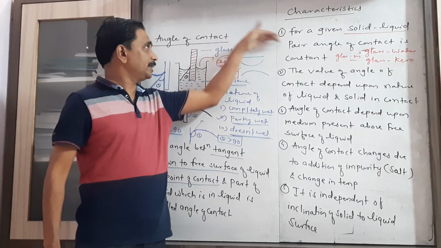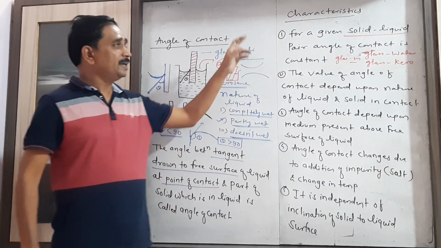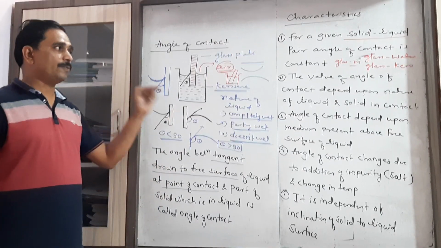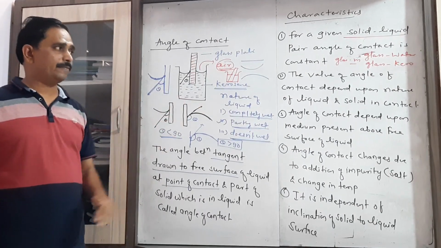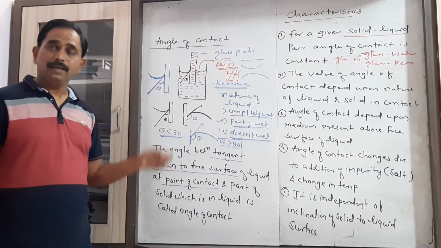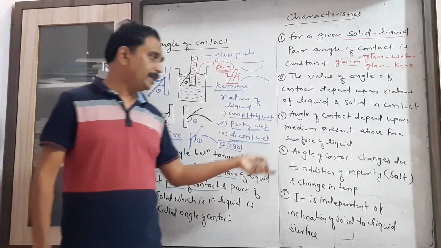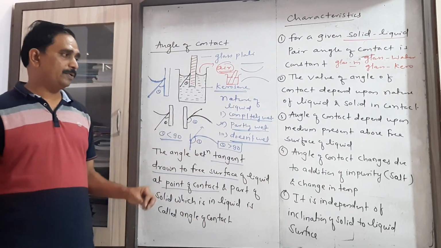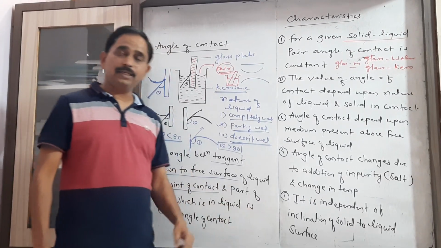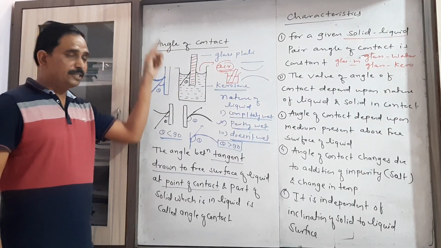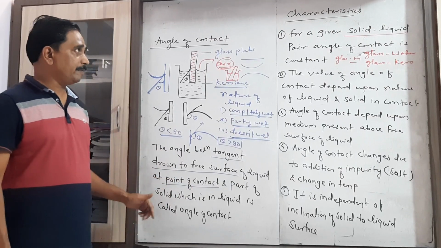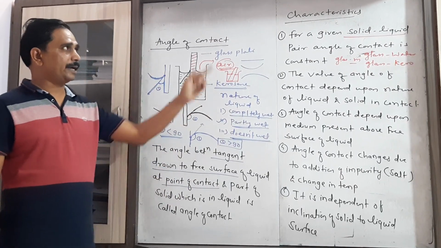So these are the characteristics of angle of contact. Let us quickly revise. It is always constant for a given solid-liquid pair. The value of angle of contact depends upon the nature of solid and liquid. Angle of contact depends upon the medium which is present above the free surface. Angle of contact also changes due to the addition of impurity and change in temperature of solid or liquid. Only one thing is independent: how we insert that solid in a liquid, that is the inclination of solid to the liquid. So this is simply the angle of contact and its characteristics.